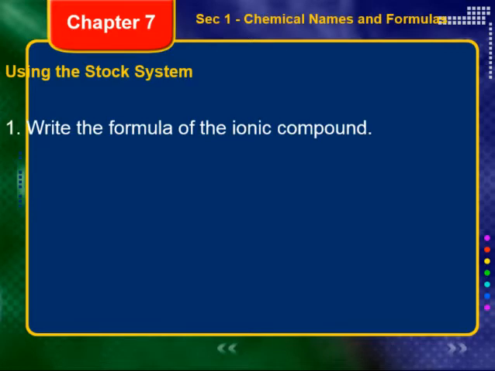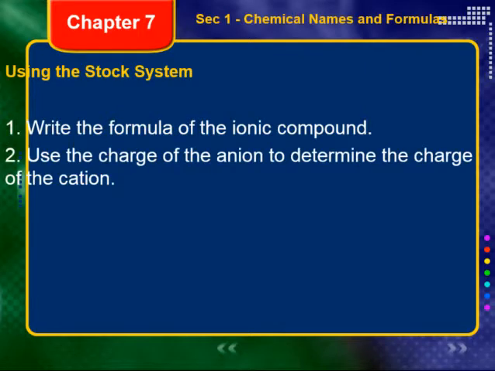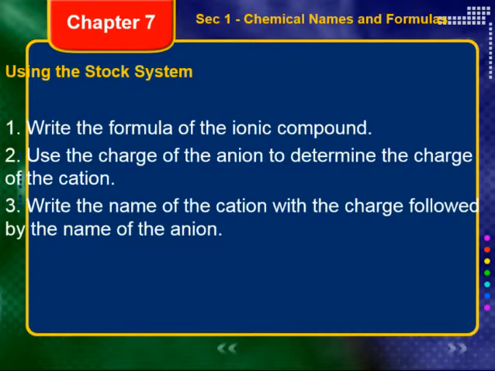So, when using the Stock system, here are your steps. Write the formula for the ionic compound. Use the charge of the anion to determine the charge of the cation. Write the name of the cation with the charge, followed by the name of the anion.